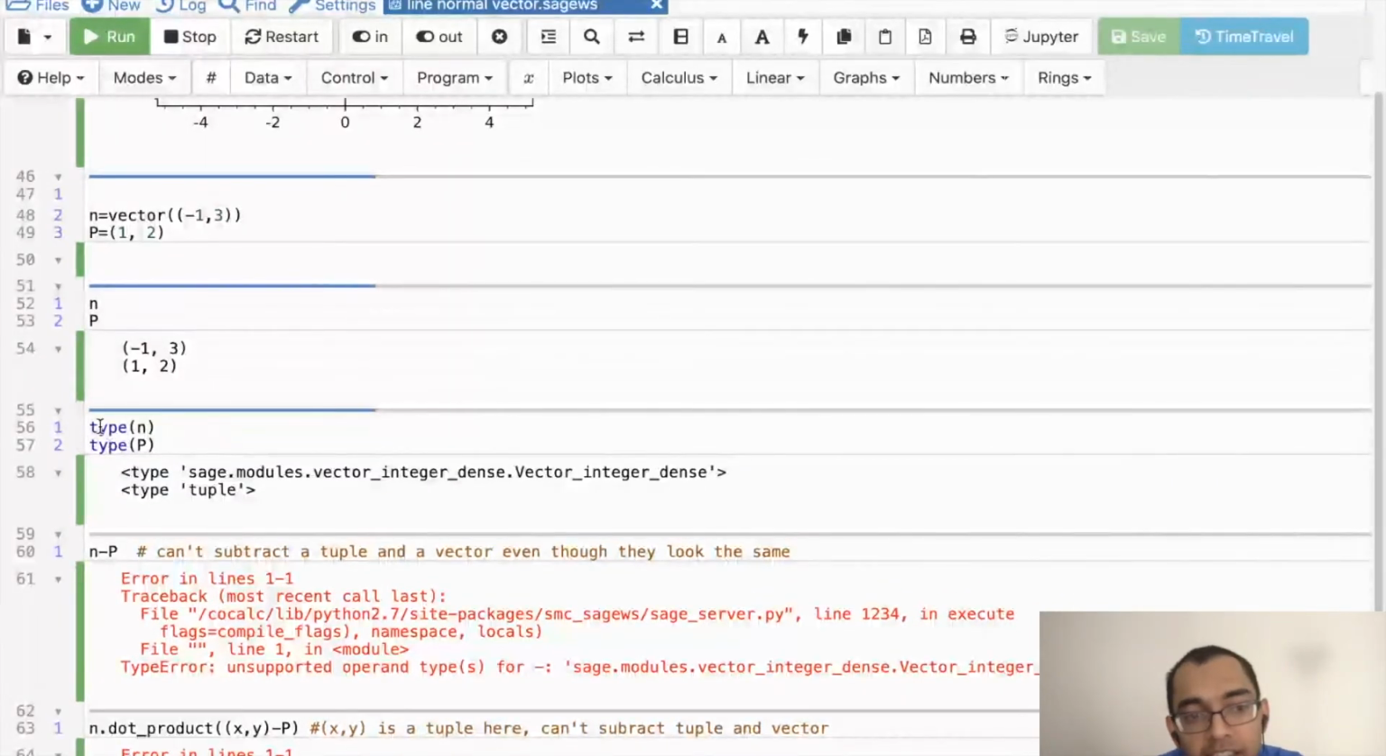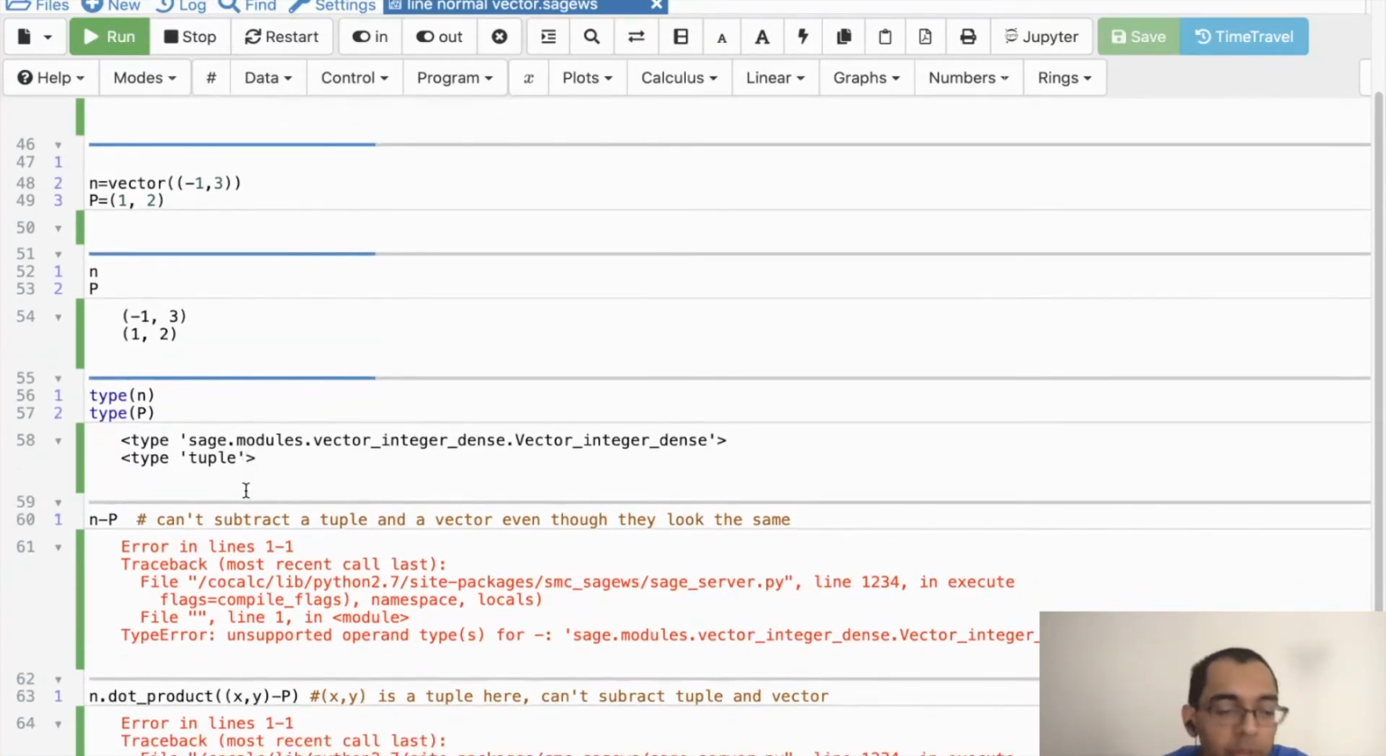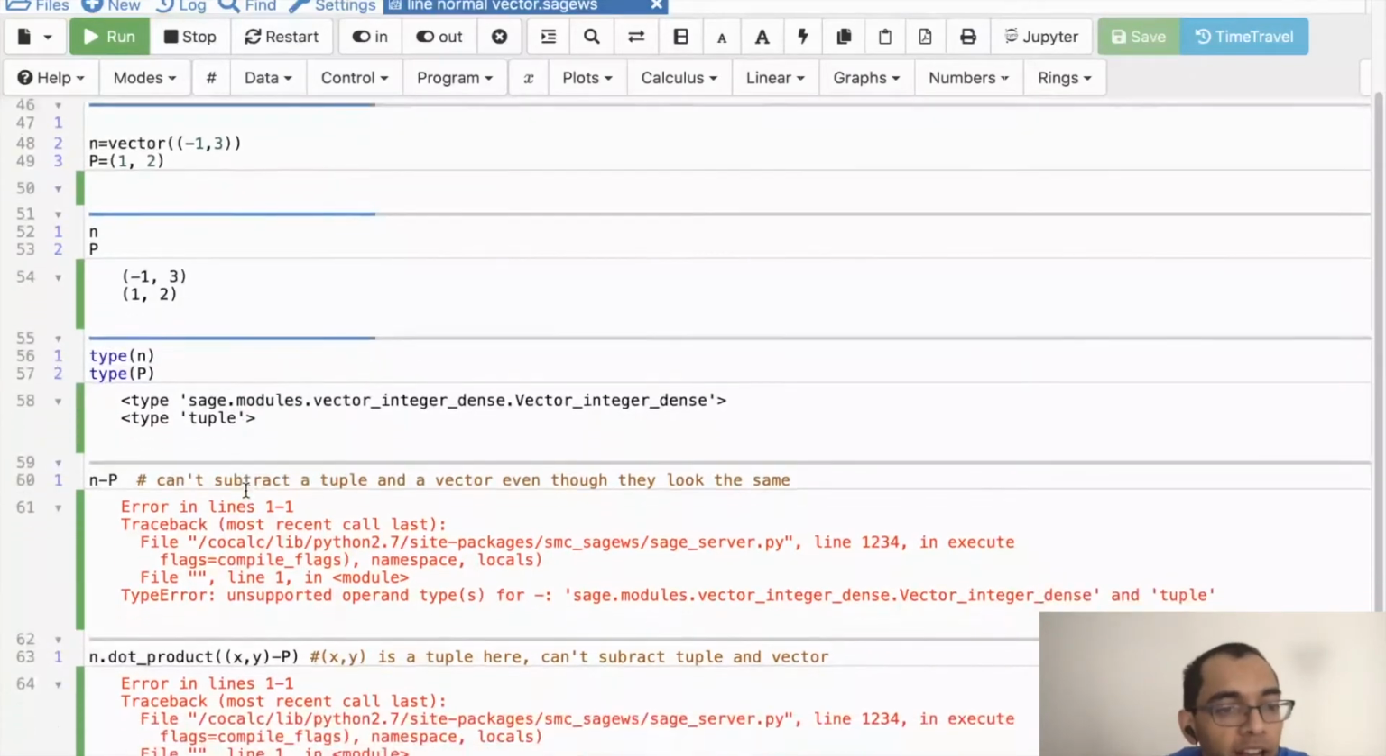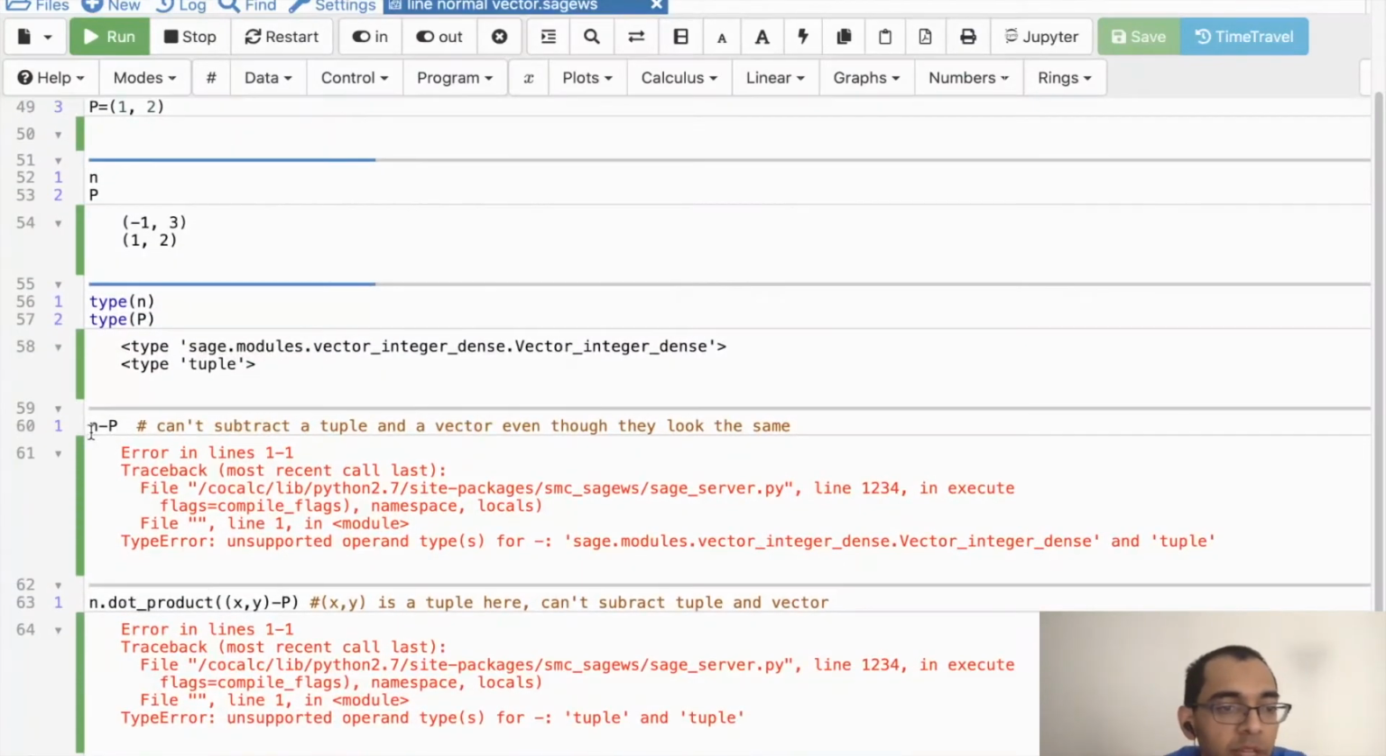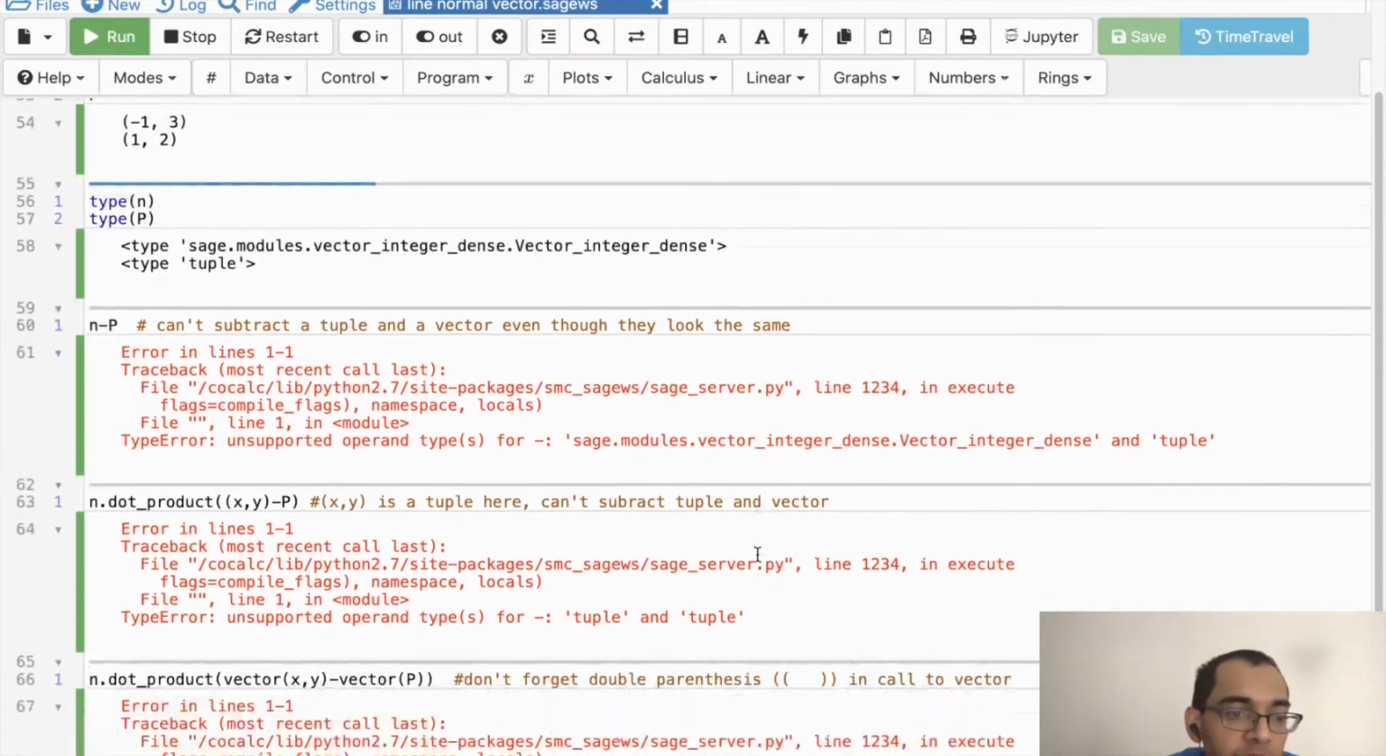If I ask what type of object Sage thinks n is, and what type of object Sage thinks p is, they're different. n is basically a vector, with a whole bunch of information here, and p is a tuple. In math, a tuple and a vector are basically the same thing. But why am I highlighting this? If you try to subtract a tuple and a vector, n minus p, you'll get an error, a fairly unintelligible one actually.